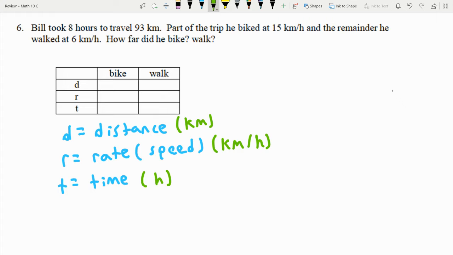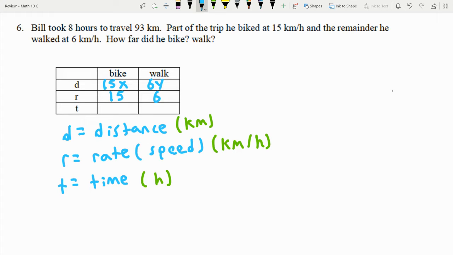And if I were to fill in my chart, I know the rate for each of them, right? The rate for bike, he biked at 15 kilometers per hour, so I can say rate would be 15. And rate for walk would be 6, because 15 kilometers per hour and 6 kilometers per hour. Now, it says how far did he bike and walk. I don't know how far he biked or walked. But the distance itself, I'd say it'd be 15 and I use a variable to represent that. So how about 15x? And then for walk, I'd say 6y.